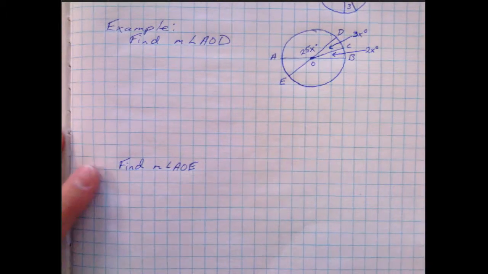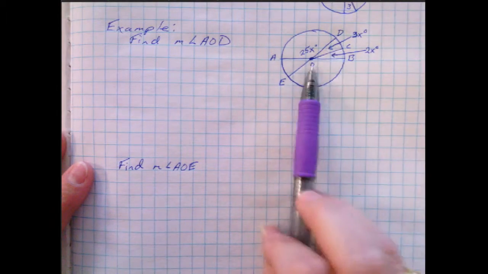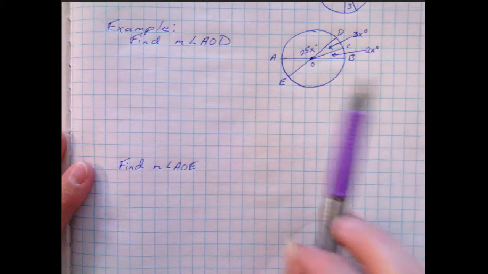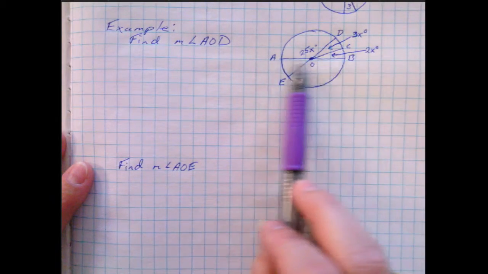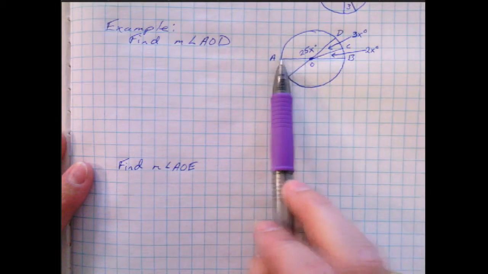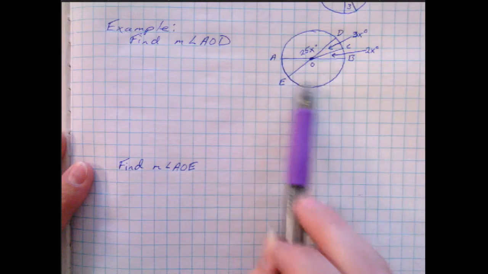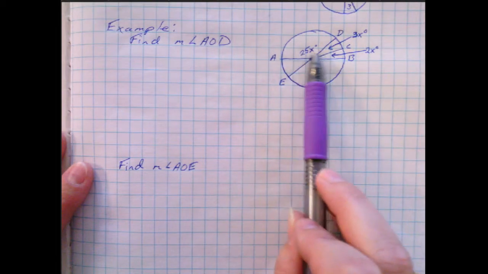Alright, so for this first example, we're going to be using this picture, and we're going to find the measure of angle AOD. Okay, so AOD is this larger angle here that's the 25x. We have a couple other pieces of information that we know here. We have a straight line, which is AB. So we know, since this is a straight line, that this whole thing is 360, so this half is 180.